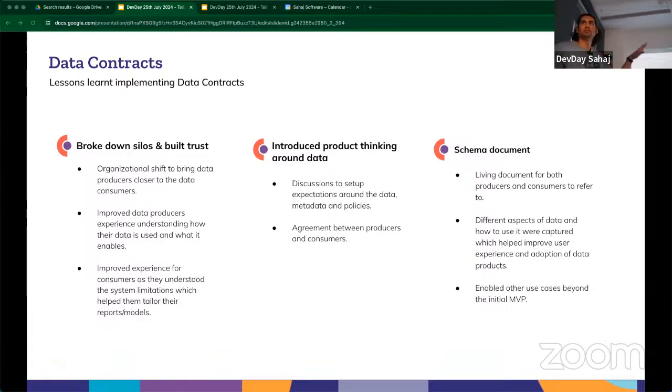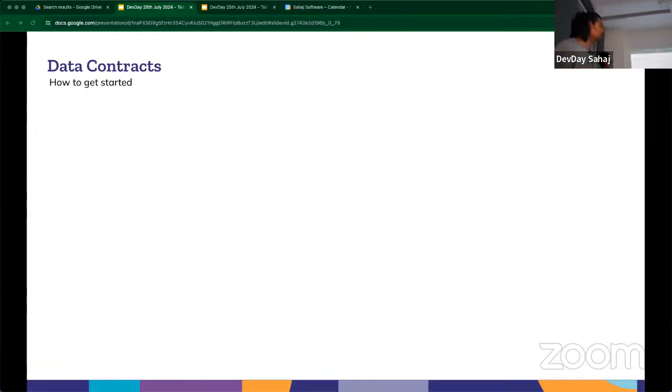So we just started with a simple spreadsheet. We wrote down, okay, who are the users of this data? What can they do? What are the known limitations, the schema, and all of that. We documented that as we went through this process, and that became a living document that people who wanted to use our data could just go to and refer to. So it became like a data dictionary or a data contract as a living document of sorts.